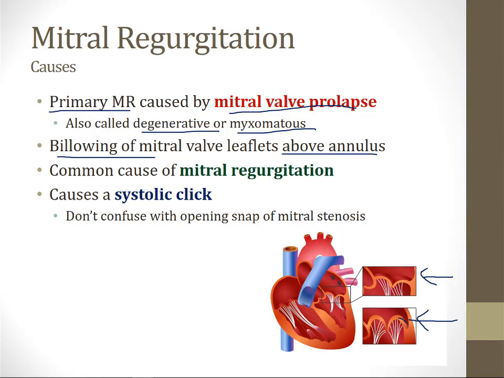You can see that these leaflets and cords are stretched such that they billow like a parachute up into the left atrium. And mitral valve prolapse, when it occurs, commonly leads to mitral regurgitation. Over time, the leaflets will break down and blood will begin to leak backwards. Mitral valve prolapse causes a systolic click, which I talk about in more detail in the video on heart murmurs and heart sounds. And just to avoid confusion, don't mix up the systolic click of mitral valve prolapse with the opening snap of mitral stenosis. There are a couple of unusual sounds, the click and the snap, associated with mitral valve disease.